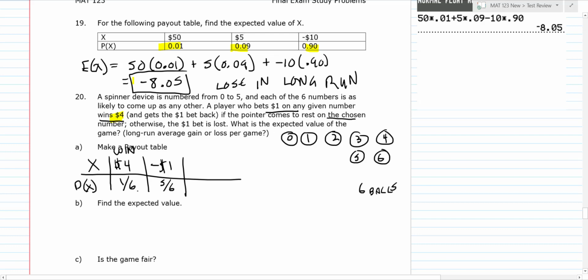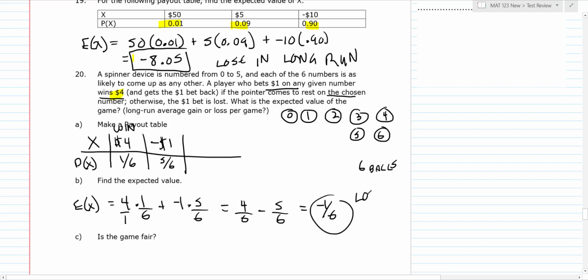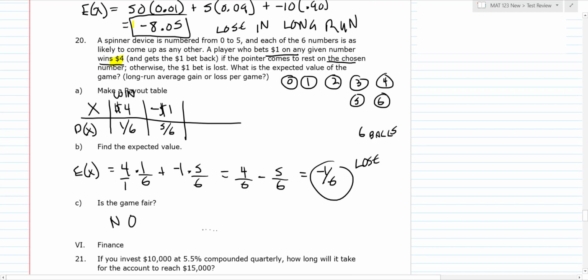Okay, so notice those probabilities add up to 1. So the expected value is going to be 4 times 1/6 plus -1 times 5/6. You could certainly use a calculator. If you do that, you would get 4 over 6 minus 5 over 6, so you would have a -1/6. So you lose money in the long run. So is it a fair game? No. It's only a fair game if the expected value is 0. Okay, so that's how you do that.